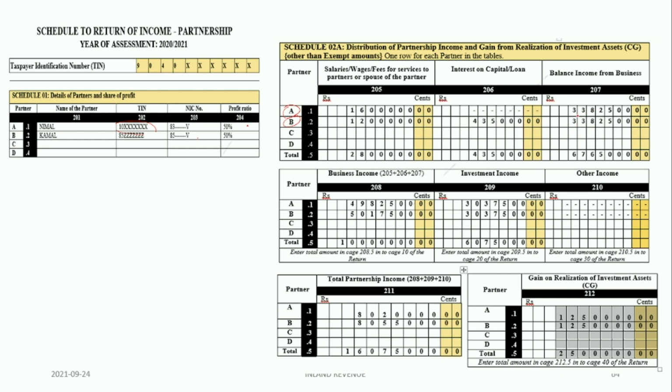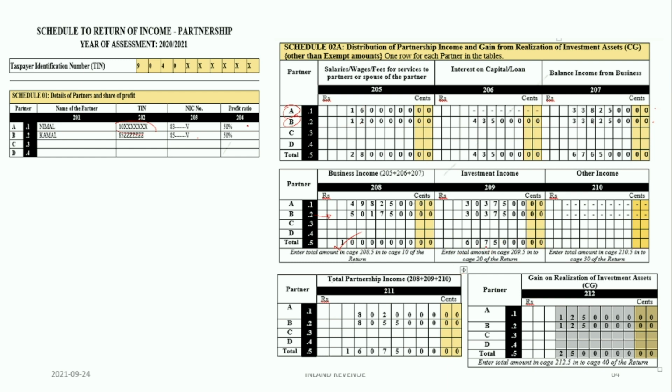So total business income: the balance business income is included in cage A and B under box 207. This 3,382,500 is included under cage number 207. Then the total partnership business income, the cumulative value of this and this, should be included here. The cumulative value of this and this and this should be included here under Kamal's name. Now total partnership income 10 million. According to our calculation, we know that partnership business income is 10 million.